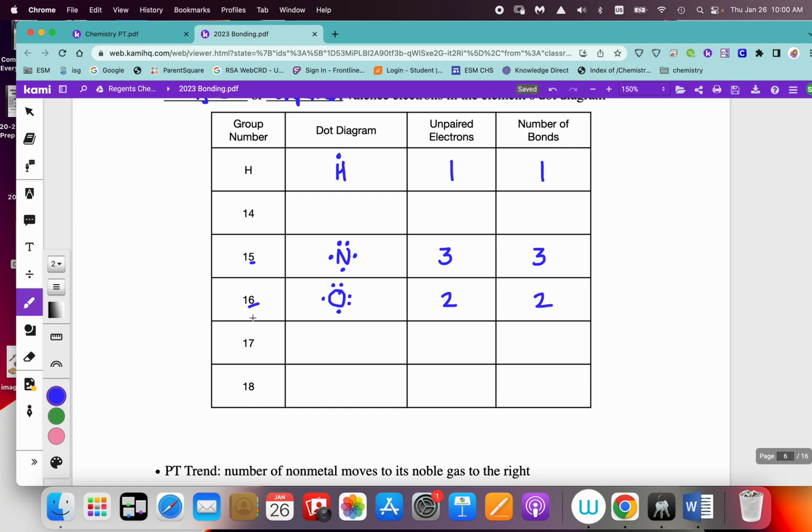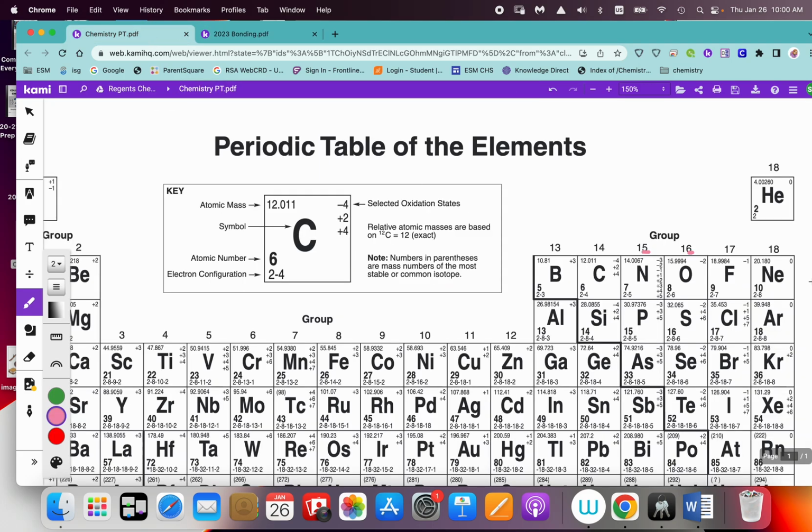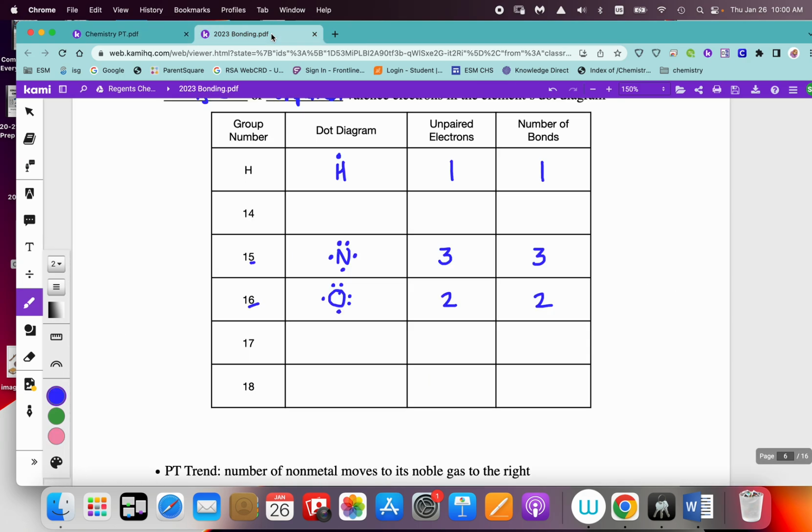Group 17 elements, let's take a look at the periodic table. Group 17, right here. We'll draw our dot diagram for fluorine since it's the top member. Take a look: 7, 7, 7, 7. So group 17 elements, their configurations end in a 7. So they each have 7 valence electrons. So we have to put 7 dots around it. So here we go. Electron 1, 2, 3, 4, 5, 6, 7.